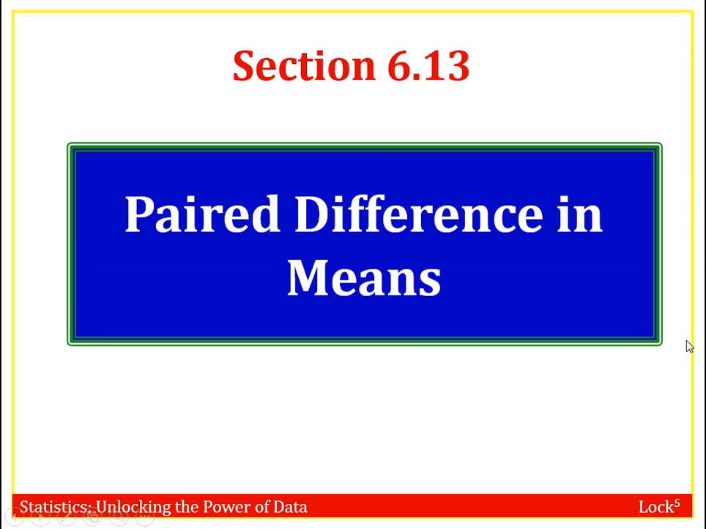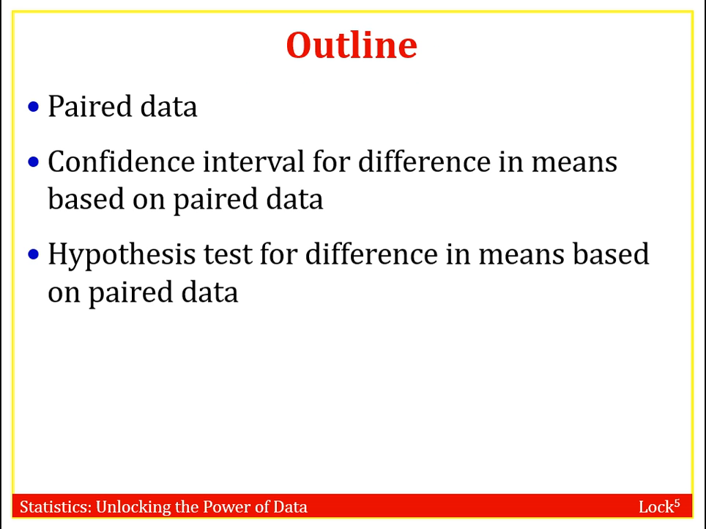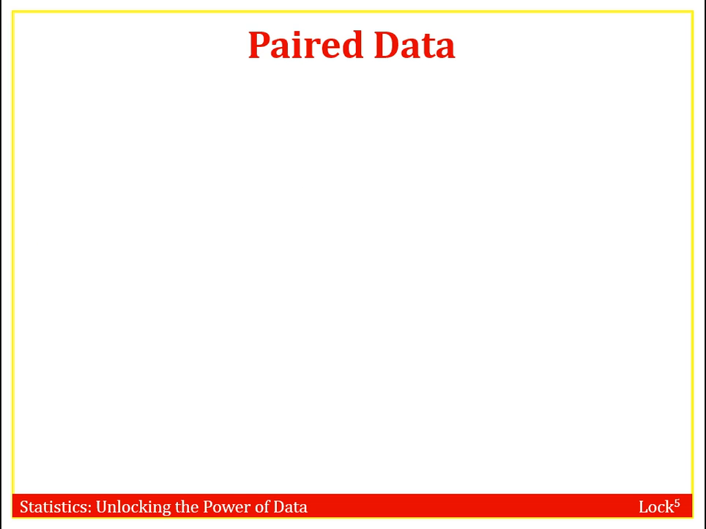So we're going to take a look today at what happens if some of our data is paired. So instead of having the differences of two means, it's really just the differences of one mean. So we'll first of all start off with what paired data is. Then we'll look at confidence interval and hypothesis testing for paired data.